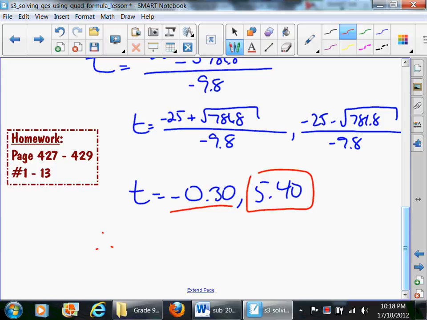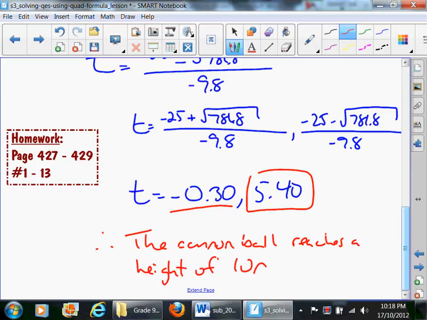So therefore, the cannonball reaches a height of 10 meters at 5.40 seconds. Okay? And there we go.